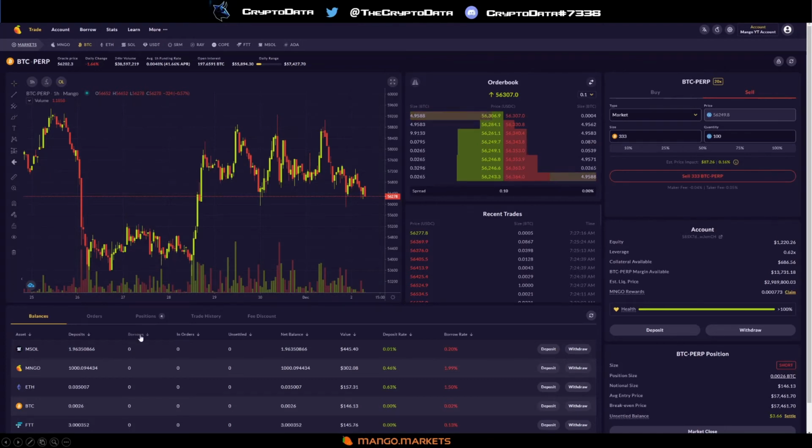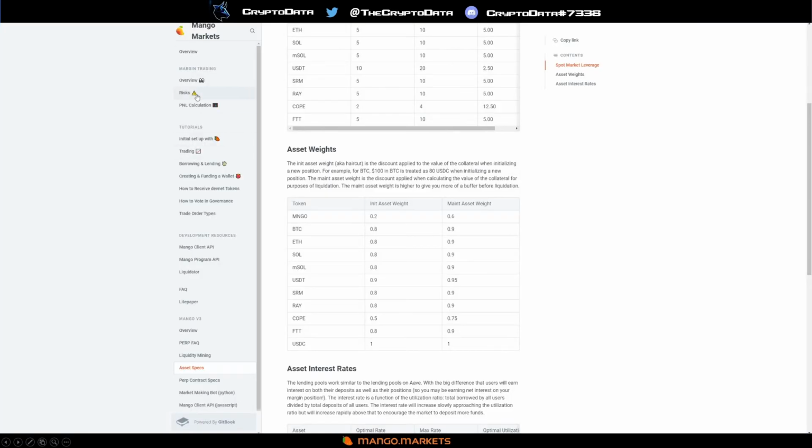Now, I talked about there's some risks to this, okay? So mainly the risk comes from the Mango Perp, okay? So if you click on Learn, it's gonna bring you up to this page here, basically all the docs on Mango Markets. And what you're gonna do is you're gonna click on Asset Specs, okay? Now, this is what you're gonna wanna look at, asset weights. So the initial asset weight, AKA haircut, is the discount applied to the value of the collateral when initializing a new position. For example, for Bitcoin, $100 in BTC is treated as 80 USD when initializing a new position.